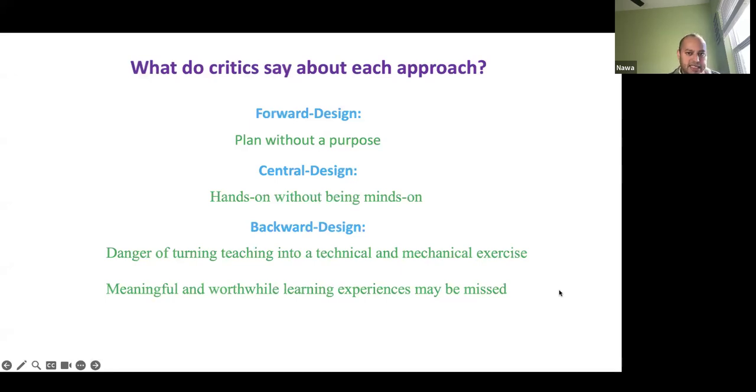Now, what do critics say about each approach? For forward design, people usually criticize that it's a plan without a purpose. So it's a very good plan. It has content, and the individual involved in setting this plan is knowledgeable in the subject. So it's a good plan, but it lacks the objectives. That's what people say about it. Now, central design is usually criticized for hands-on without being minds-on. So you just decide the activities first. You don't have the set content and you don't have the set objectives.